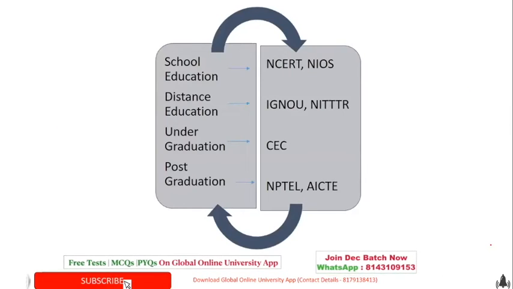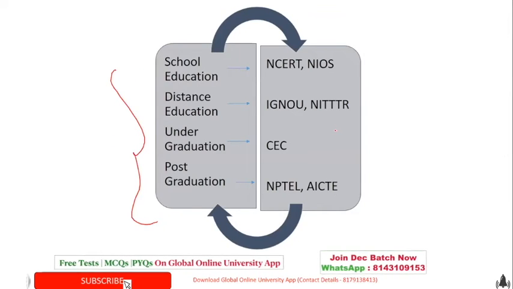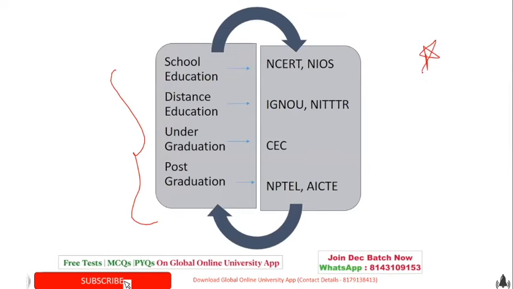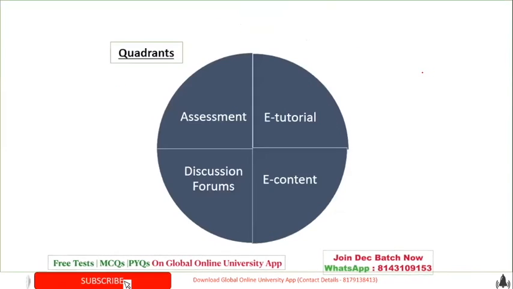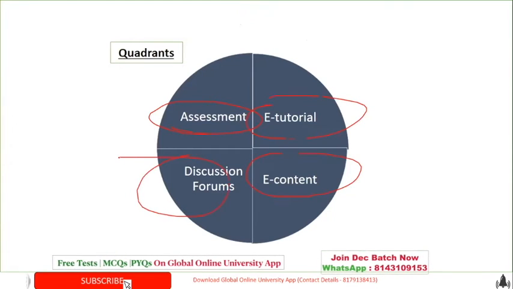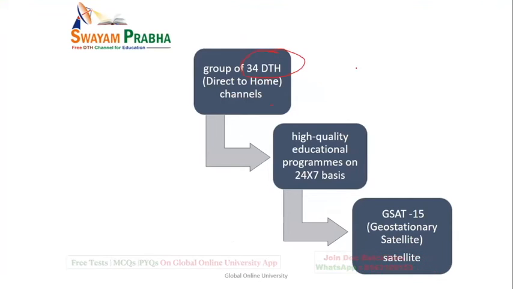Then we have these 9 coordinators, which I said, it can again come in any form, or match the following, or you should recognize what is basically for what. So this slide is just an example that you should keep the 9 coordinators completely, properly, thoroughly learnt. Then next one you have is the quadrants of Swayam, that are 4: assessment, e-tutorial, e-content, and discussion forum. There are 4 quadrants which are there. You should be able to keep this in mind. The next is Swayam Prabha. Swayam Prabha, it's a group of direct to home channels. There are 34. Please update it.